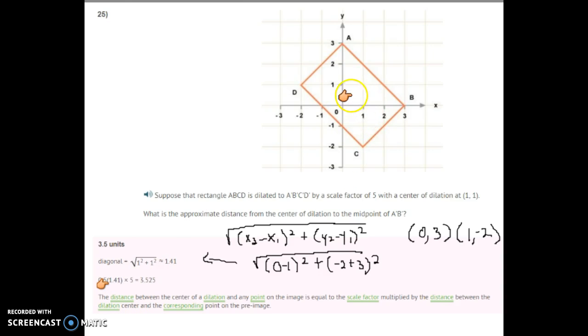Then we only want half that distance because from the center of dilation to the midpoint of the figure would be half that diagonal. And you multiply that by the scale factor, and that gives you the 3.5 units and how they came up with the answer. Like I said, you shouldn't have one this difficult on the IA, but just wanted to show you how they came up with the answer.